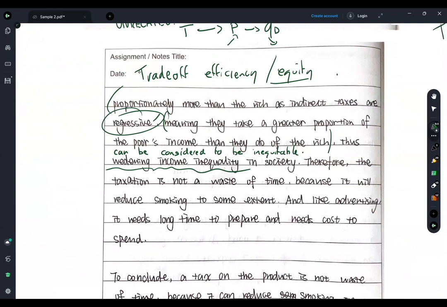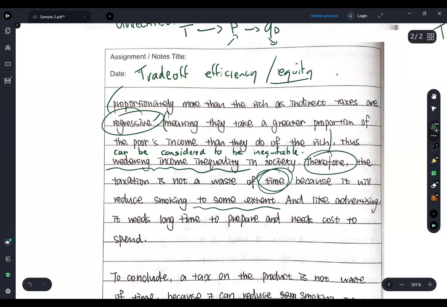"Therefore, the taxation is not a waste of time." And actually, I don't really know why they used "time" in the essay question. Maybe just to misguide students, because it will reduce smoking to some extent. Okay. But you see the "therefore" here does not seem to be connected to what comes before. So again, the structure is quite bad. It's just like a conclusion. It's very confusing. Okay, it will reduce smoking to some extent, yes.